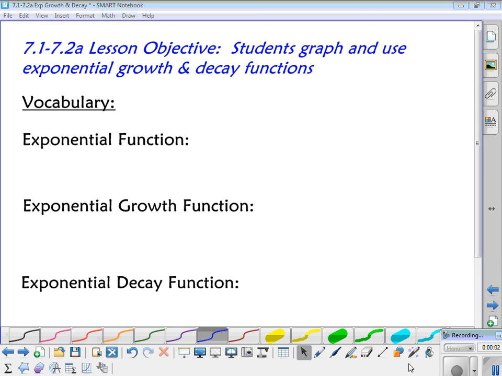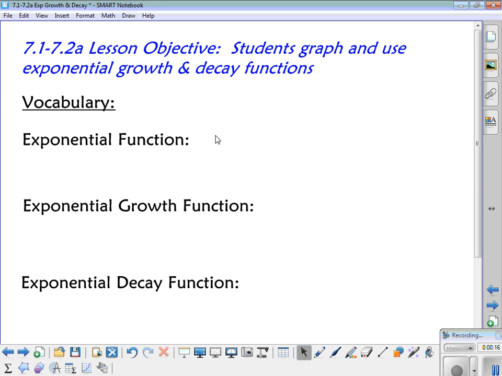All right, so today we are going to be talking about exponential growth and decay functions. So an exponential function is a function that's in the form y equals a times b to the x power. Or, of course, you could also have f of x is equal to a times b to the x power. Either one of those would be acceptable.